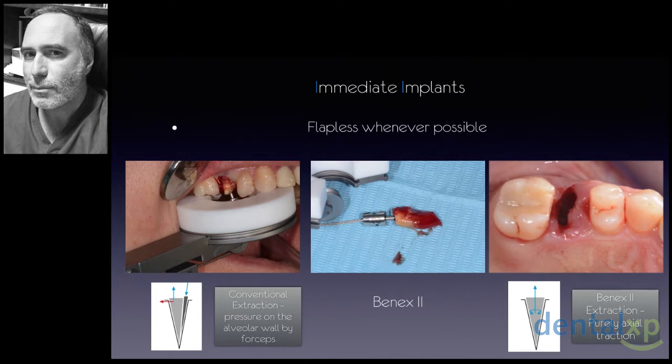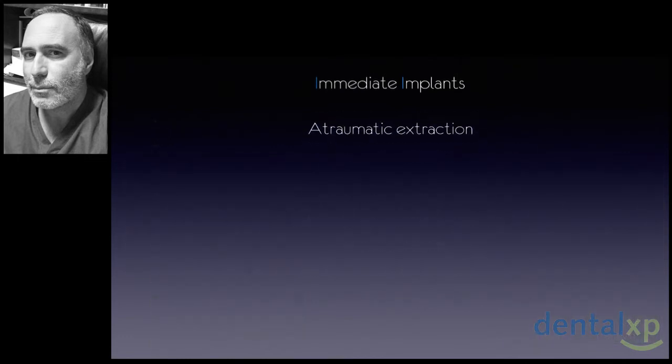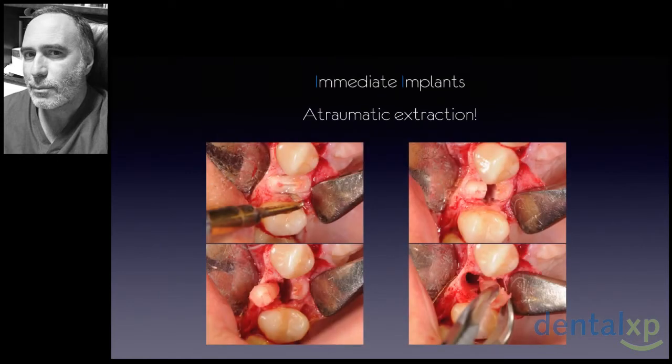The use in this case of Benex 2, for example, prevented this damage. The Benex 2 provides gentle, simple extraction of the root, and damage to soft tissue and surrounding bone is minimized, because Benex 2 makes an extraction purely with axial traction. Atraumatic extraction is the most important aspect of bone preservation, especially vestibular cortical bone preservation. An atraumatic extraction using pencil surgery and a very thin periotome is absolutely indicated.